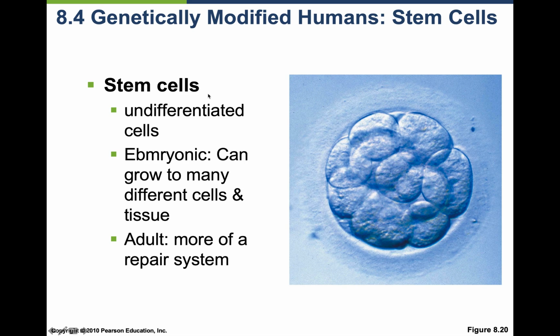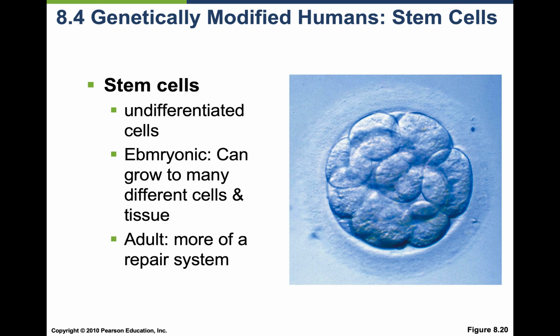But essentially, when we look at these, one of the most fascinating places for this modification to take place is using stem cells. So stem cells are really just undifferentiated cells. They're embryonic, which means they can grow into many different types of cells and tissue.